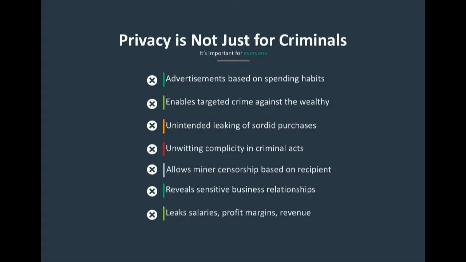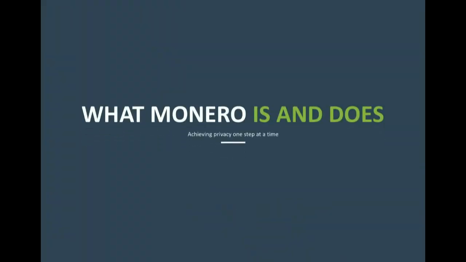There's also miner censorship, which is quite specific to cryptocurrencies. Do we want miners to be able to censor transactions based on the fact that I'm spamming the chain or gambling or doing some other degenerate activity? And then also, a lack of financial privacy is bad for businesses because it can leak things like salaries, profits, and revenue. So we can accept that we need financial privacy, or at least we want it. It's desirable. So Monero is an attempt to provide financial privacy, good financial privacy, strong financial privacy.